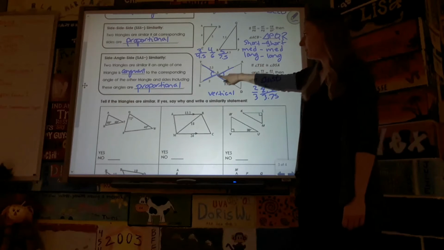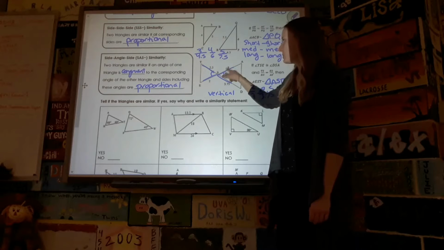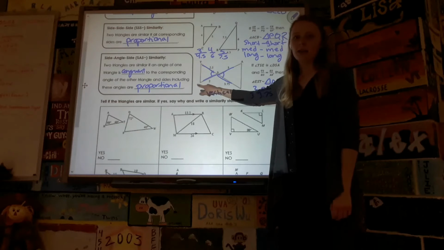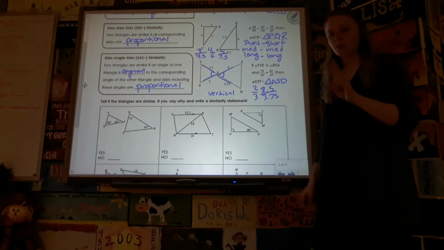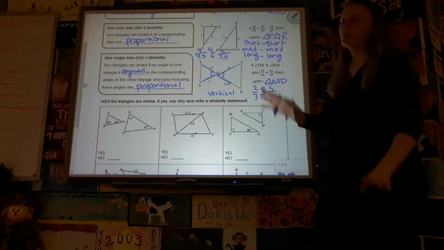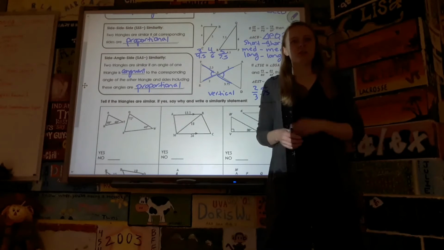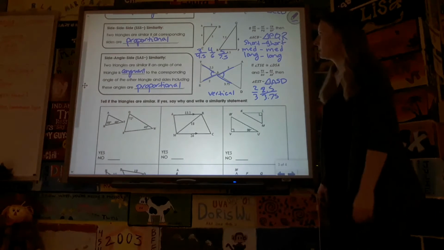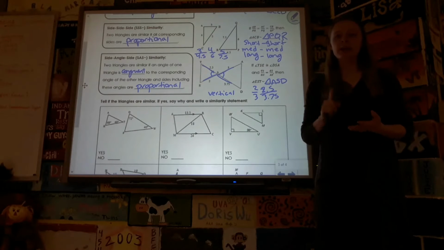You can kind of see how if this is the short side and this is the short side, you can see how they alternate. The E corresponds to A. So you can use the little information in the picture and the markings and the numbers to figure out what parts are corresponding. Okay, so those are our rules: angle, angle, side, side, side, and side, angle, side.